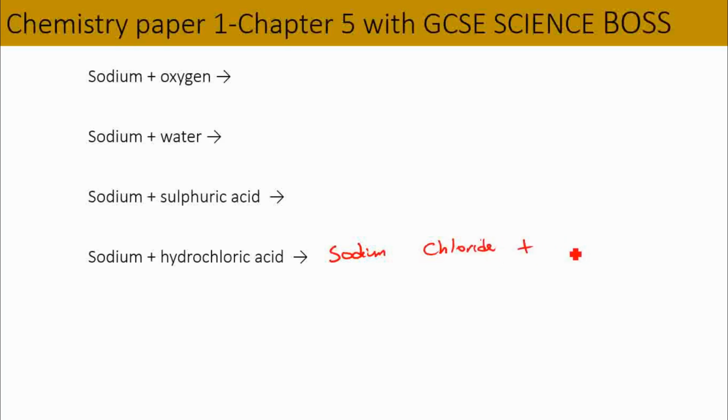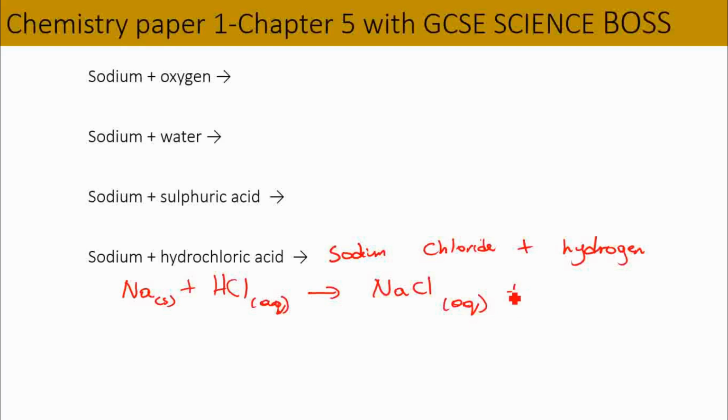Okay, and it is also going to form hydrogen gas. So it's going to be Na solid plus HCl aqueous. Okay, that's going to form NaCl aqueous and H2 gas.